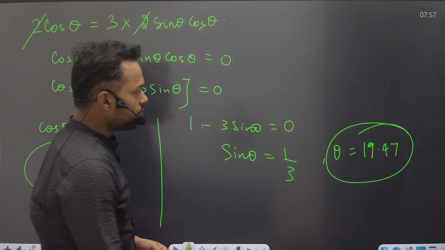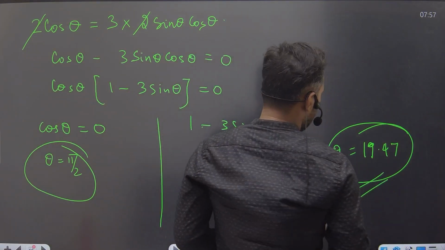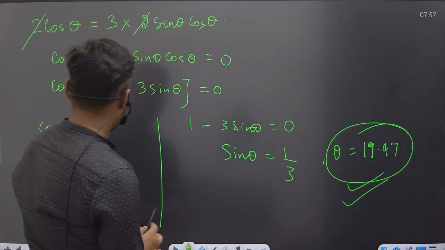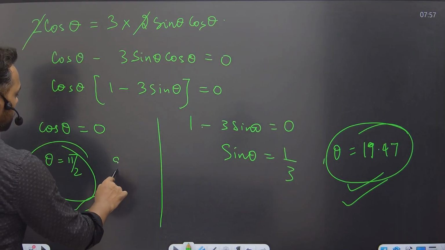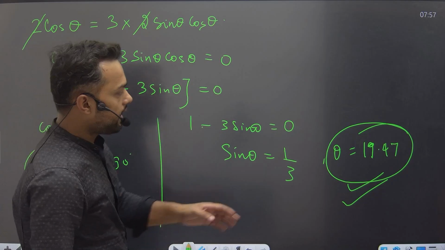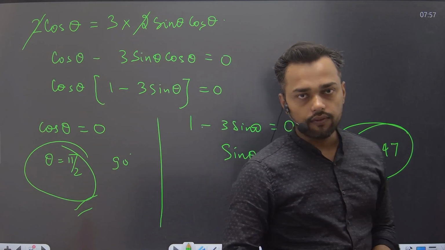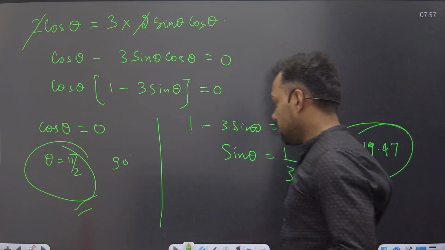So this is the solution, students, which they were asking for. Correct to 1 decimal place, one angle is 90 degrees. One angle will be 19.47. Now let's move to the next question.